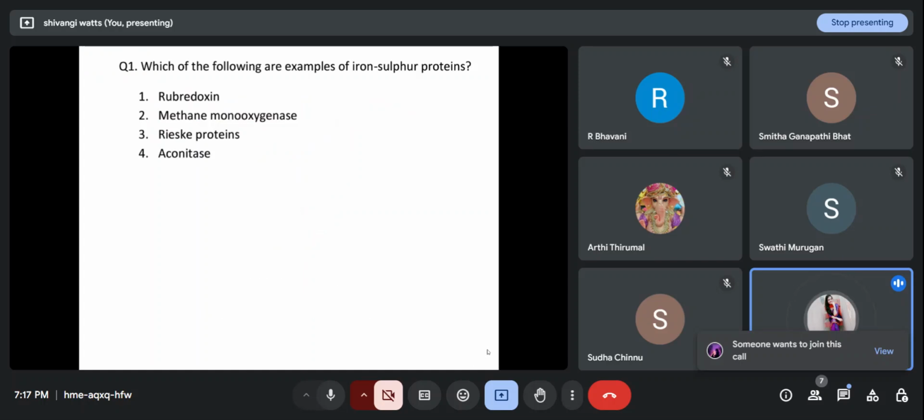So, moving to the first question. Which of the following are examples of iron sulfur proteins? First of all, what are iron sulfur proteins? Methane monooxygenase, ma'am. Carefully read the question. Like that, you will make the mistake in the exams also. When the UGC exam comes, you will make mistakes. The question is not 'which of the following is not an example of this'. The question is, which of the following are examples of iron sulfur proteins?